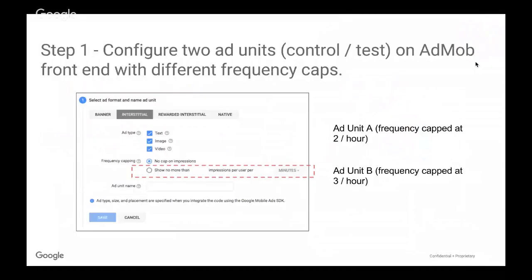So step one, as I mentioned, we need to add units for the control group and test group on the AdMob frontend with different frequency caps. The screenshot, as you see, is where you create a new ad unit. And it's the same when you edit an existing ad unit. You can set a frequency cap by clicking the radio button in the red box: show no more than X impressions per user per Y minutes or hours.